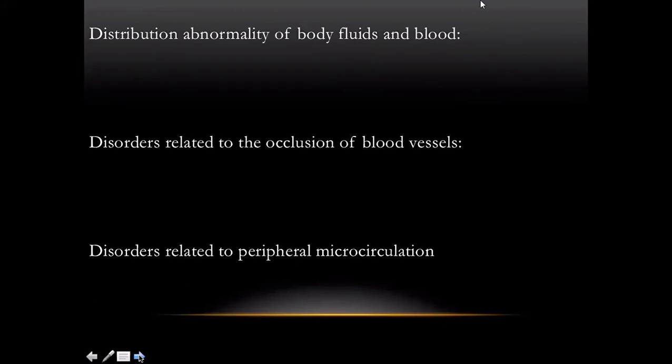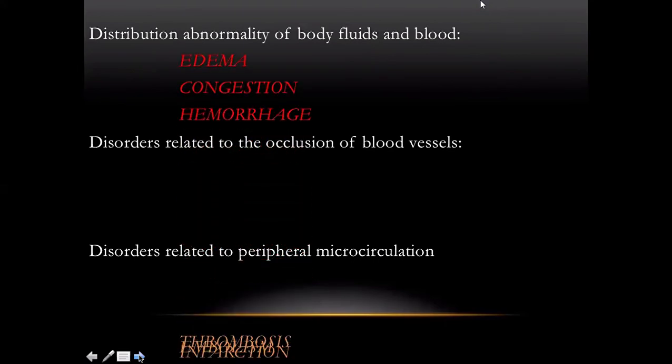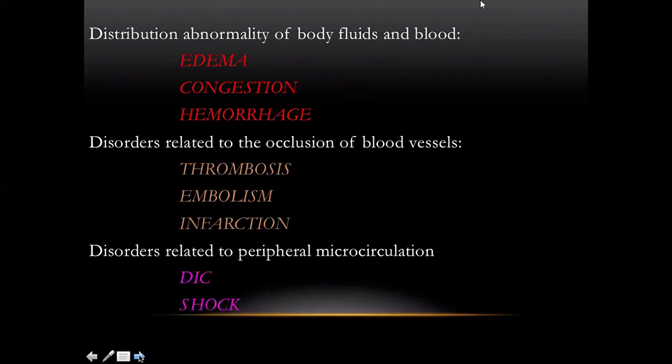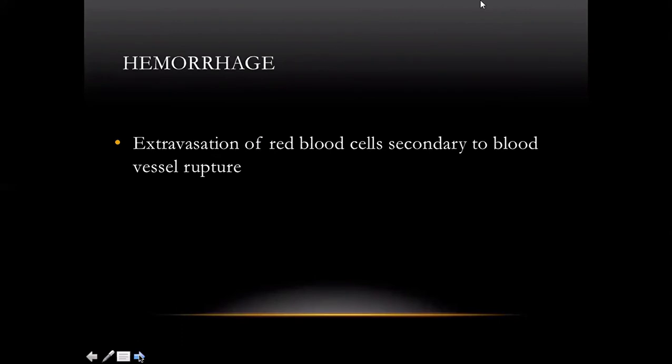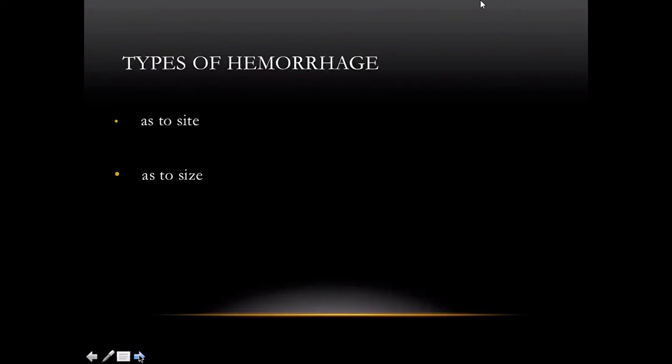Okay, so we are done with the edema and congestion. So let's go now to hemorrhage. No? So common sense, what is a hemorrhage? Extravasation of red blood cells secondary to blood vessel rupture. So what is the difference from congestion? In hemorrhage, the red blood cells have come out. So there will be extravasation. Whereas in congestion, they are confined within the blood vessels.